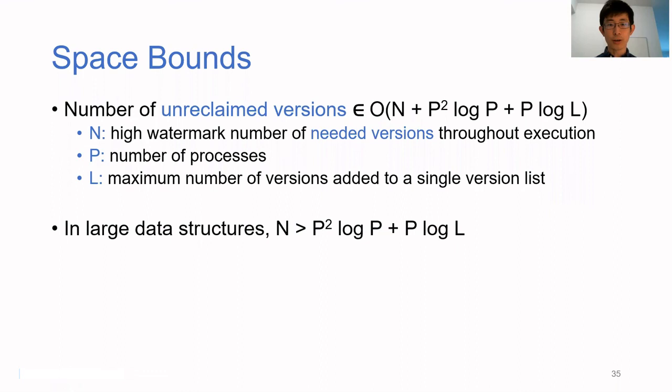For the p squared log p term, a lot of memory reclamation techniques like hazard pointers have p squared overhead, and this is fairly standard. We are off from this by a factor of log of p. So in large data structures, the number of needed versions is usually going to be much larger than the additive term. And in this case, we just keep around a constant factor more versions than needed.